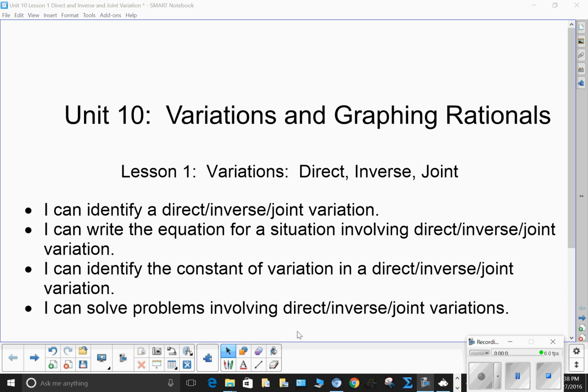Variations and graphing rationals. This is the first lesson, and it's on variations: direct, inverse, and joint. Now, you've seen direct and inverse previously in Algebra 1.